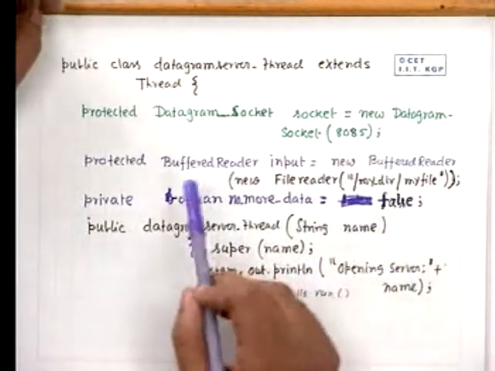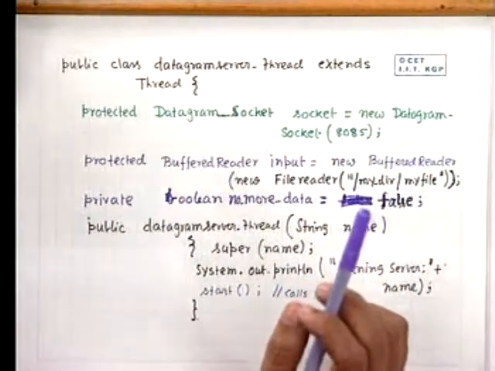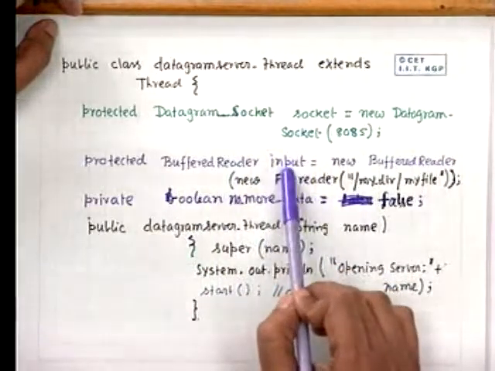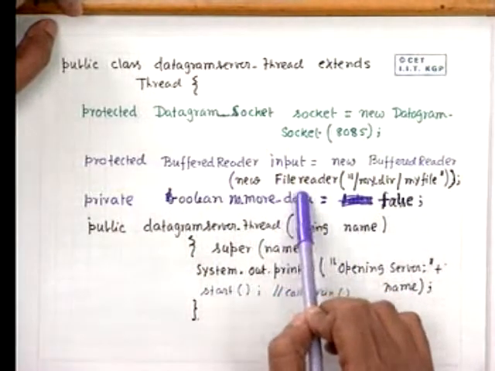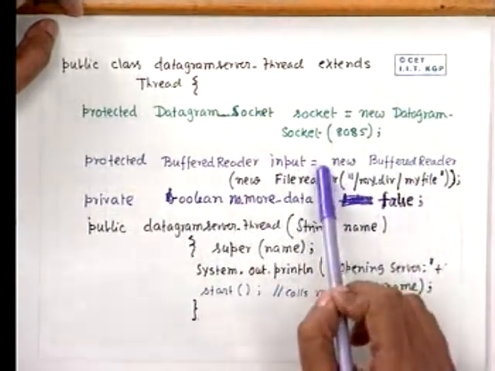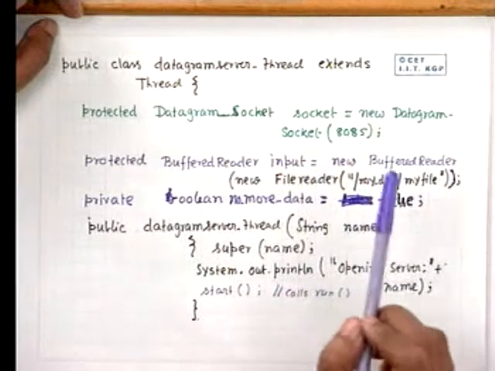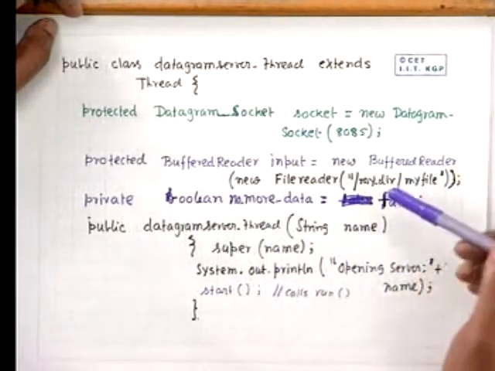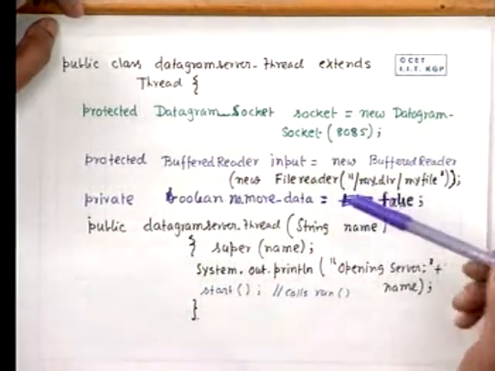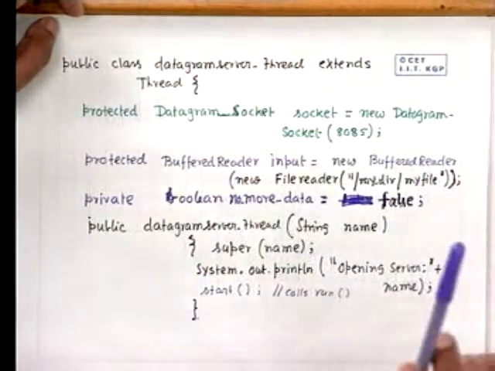After this, we declare some input and other variables. In this case, the buffered input we declared is a buffered reader, which reads data from the file called my directory my file, and the data will be read into this buffered reader object input. Our target is that when the client's requests come, it will read from this file and send the data back to the client. So my directory, the file is my file.